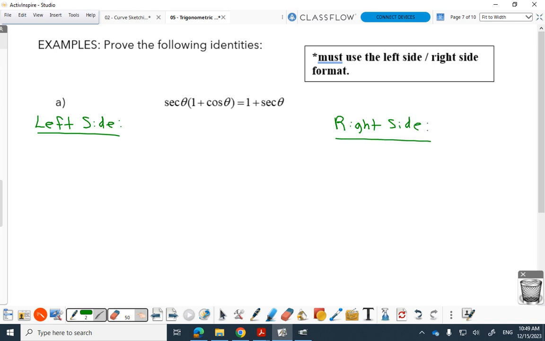Draw a line down the center, and I'm going to go, this side says secant theta times 1 plus cos theta. And this side says 1 plus secant theta. And it says prove that this is always true. Nobody I know can look at that and just say, yep, I see it's always true. Everybody I know has to do some work here.